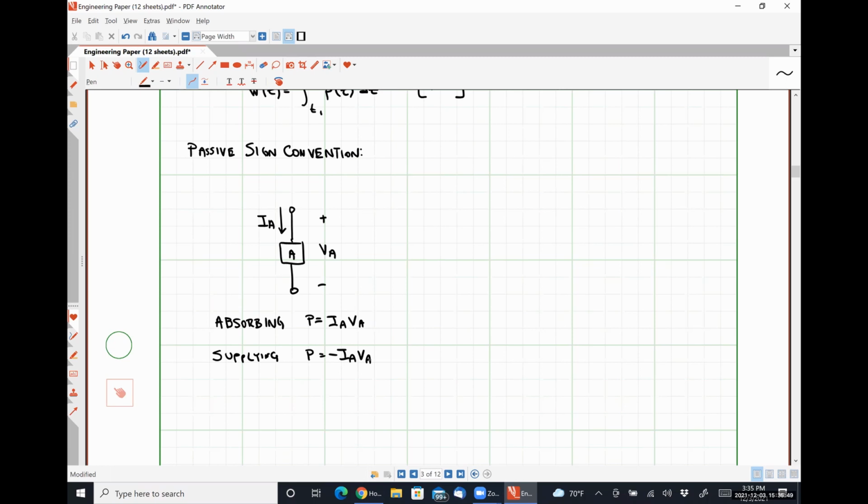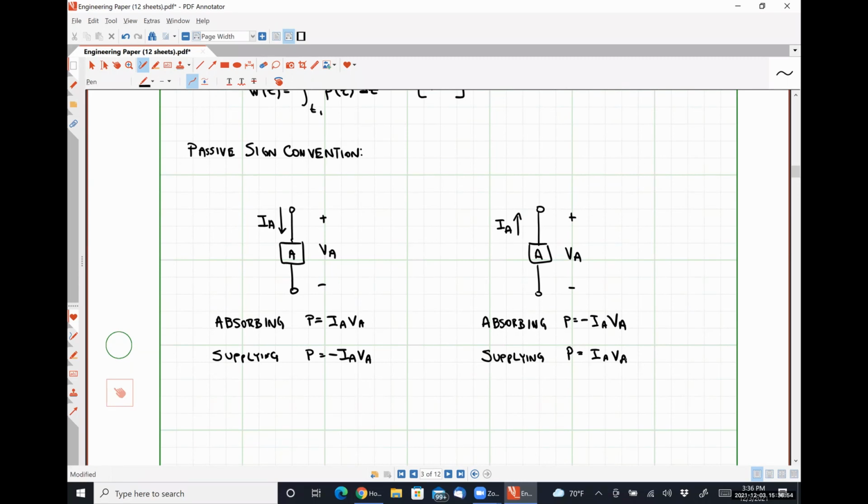Okay? Now let's look at the alternative representation. Let's say that we have this exact same element A. We have the voltage VA like so, but we change the direction of the current so that now the current is flowing into the negative polarity terminal and out of the positive polarity terminal. This is absorbing P is equal to negative IA multiplied by VA. And it is supplying P is equal to positive IA times VA. And again, it does not matter whether the voltage or current is positive or negative.